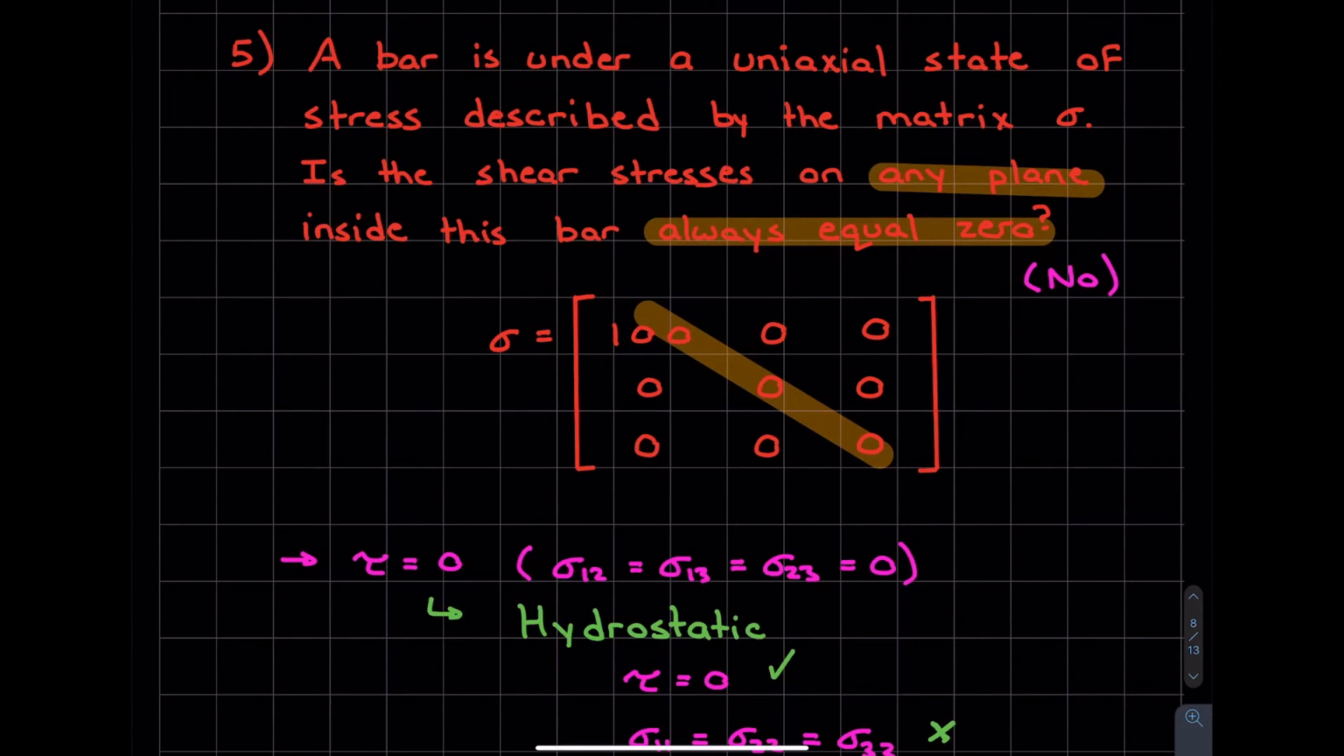They're only equal to 0 on any plane in a hydrostatic stress state, which will be question 6 coming up. So this is question 5. If you guys want more information about the hydrostatic stress state and why the shear is always equal to 0 during that state, then stay tuned, because in question 6, which is coming up next, we're going to discuss exactly that.